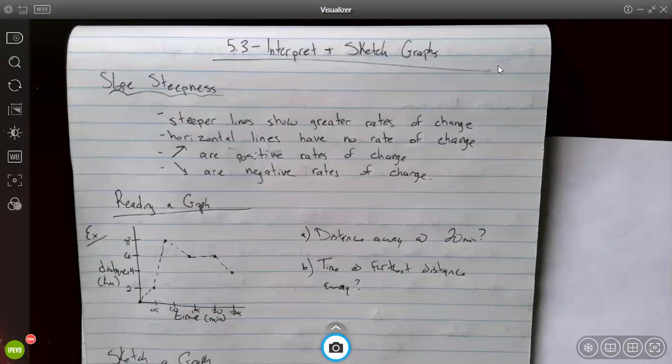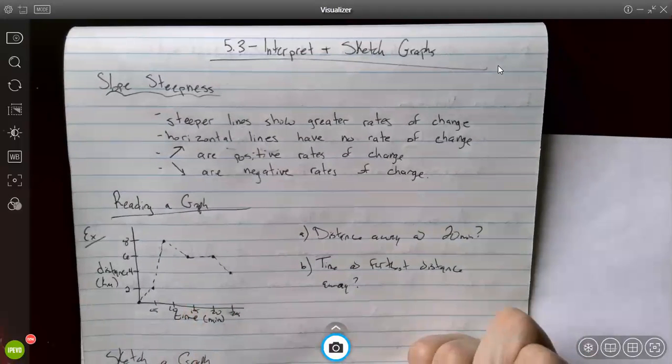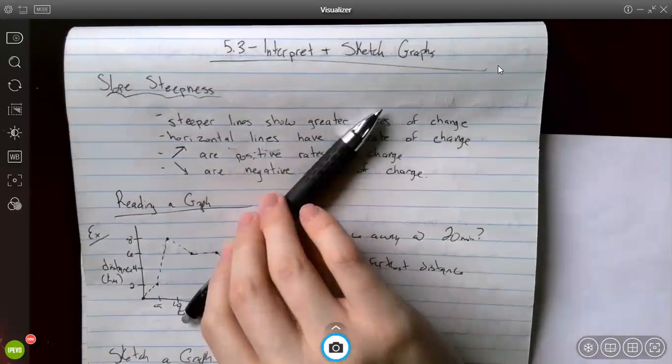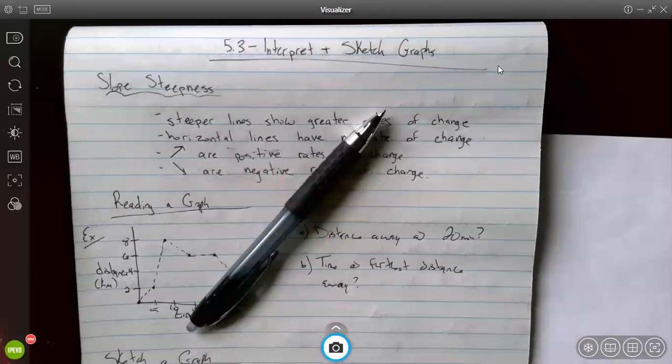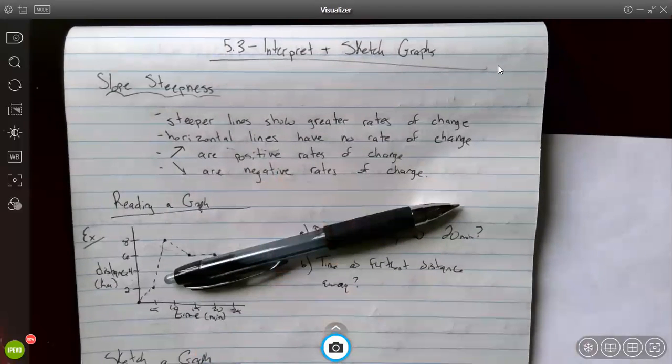The first thing that you need to know when you're reading a graph is what the steepness of a slope means, so the steepness of the line. Essentially, the steeper the line, the greater the rate of change. So if you have a really steep line like this, that would be a high rate of change. A less steep line like this would be a lower rate of change.